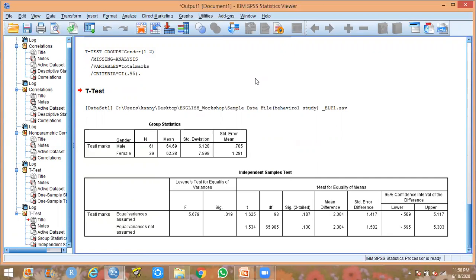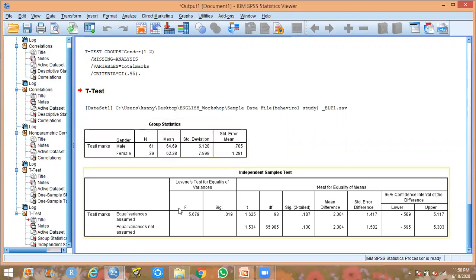It's displaying. Now group statistics. The groups are boys and girls, male and female. So how many boys are there? There are 64. How many girls are there? That is 39. Their mean marks are 64.69. Girls mean marks are 62.38. The total marks of boys are more compared with the girls.